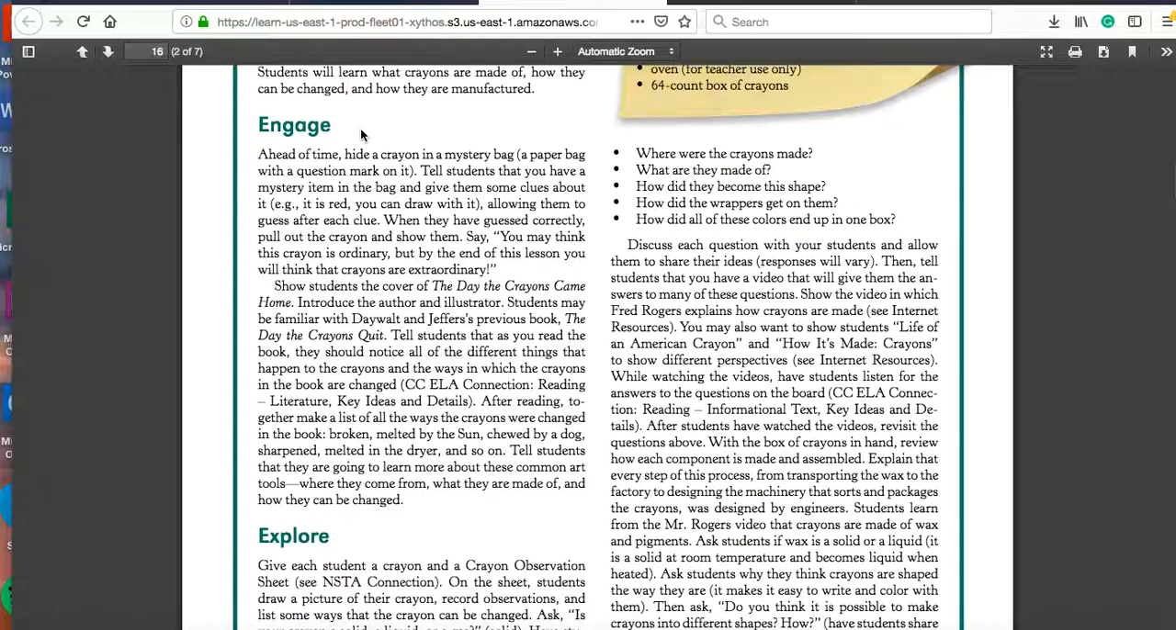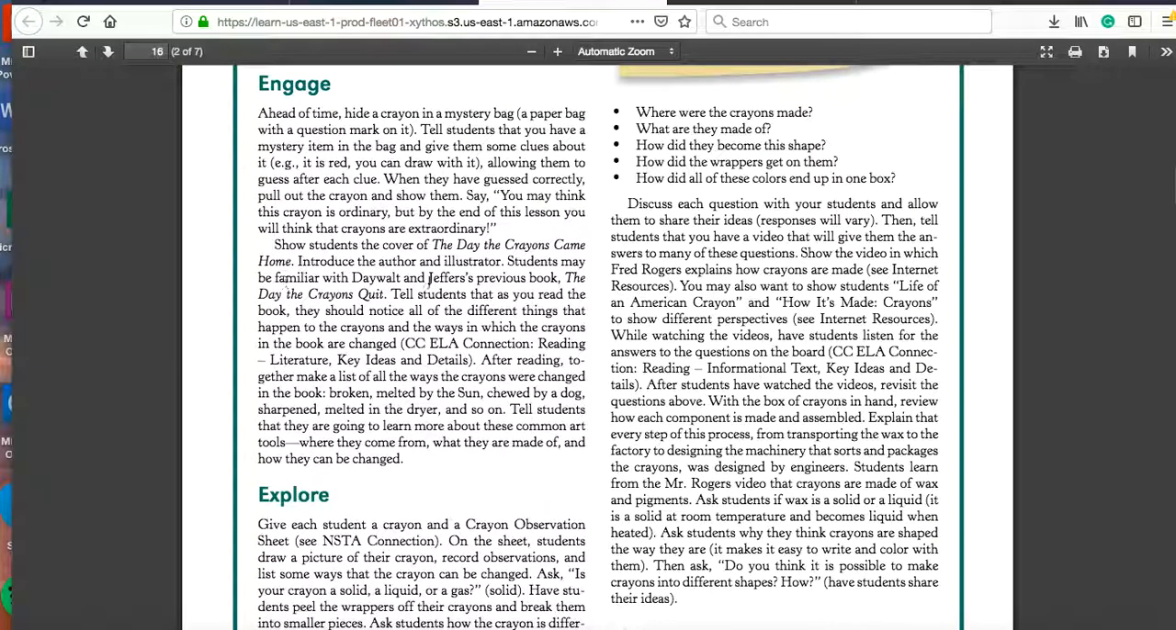For the engage portion of this lesson, the teacher starts out by hiding a crayon in a mystery bag and has students guess what's inside the bag by telling them clues. Once they figure out that it's a crayon, the teacher would introduce the story of The Day the Crayons Came Home and talk about how crayons are more important or extraordinary than what students may think of when they think of crayons.